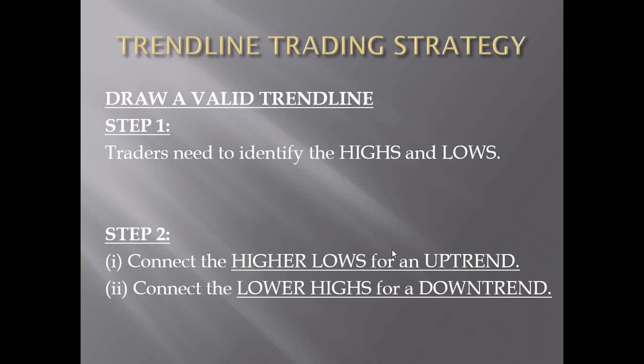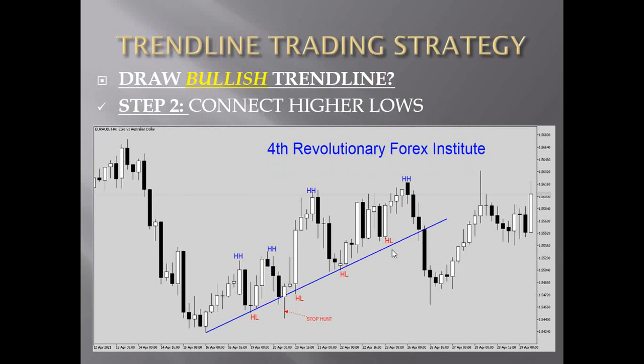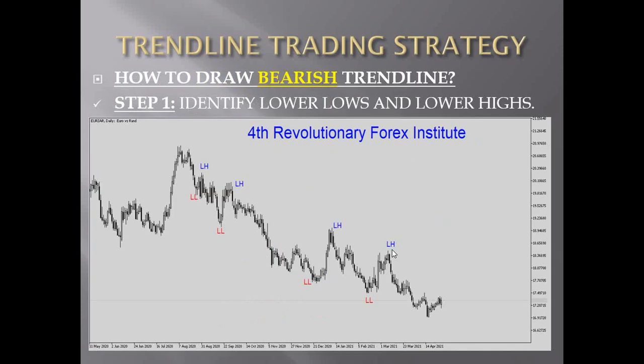The first step, when you open the charts, you look for highs and lows, and when you see that the price is moving in an uptrend, the first step you need to take is to identify the higher highs and then the higher lows. And then after that, you make sure that you connect the higher lows, because a bullish trend line is identified by the connection of higher lows. And then when we move to a bearish trend line, the first step is to identify the lower lows and then the lower highs.